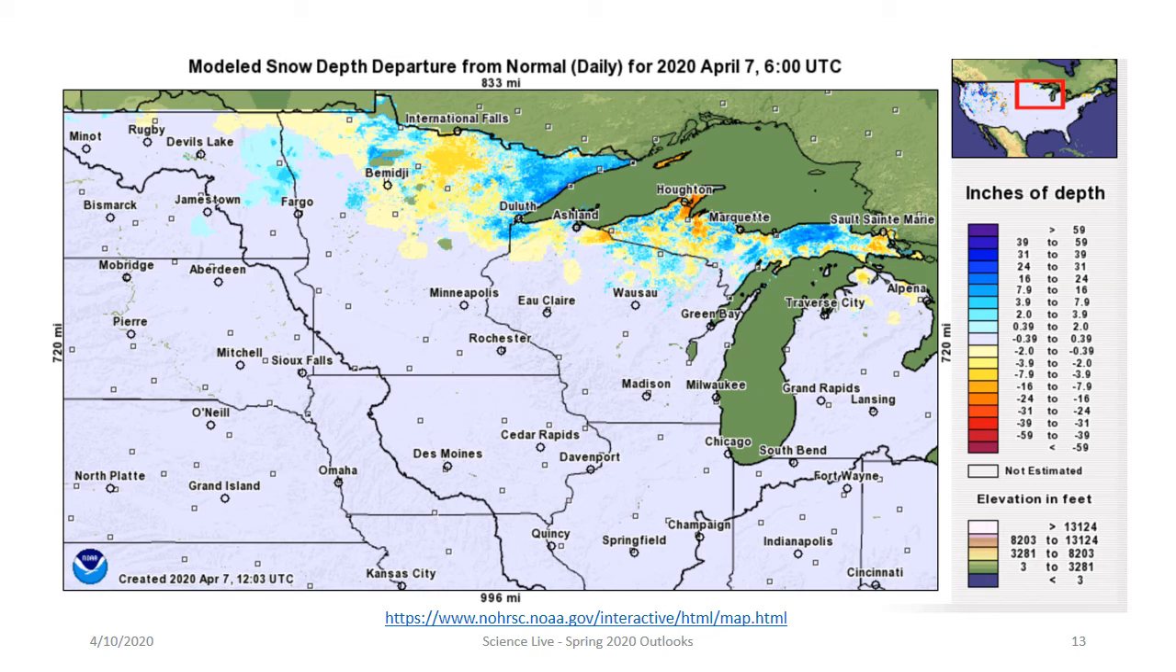We always expect some sort of flooding given snowpack melt from winter to spring, but the amount of snowpack will give us an idea, along with soil conditions and existing stream flow, how much flooding and how severe it could get.